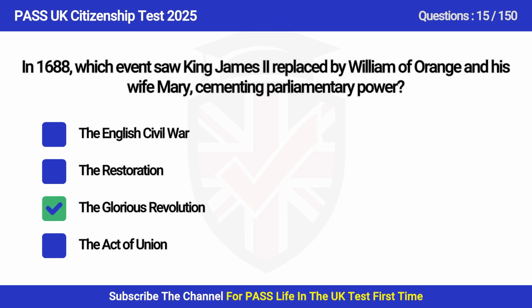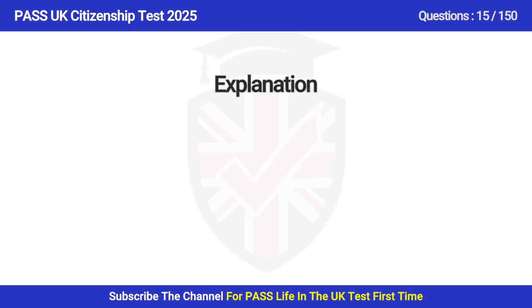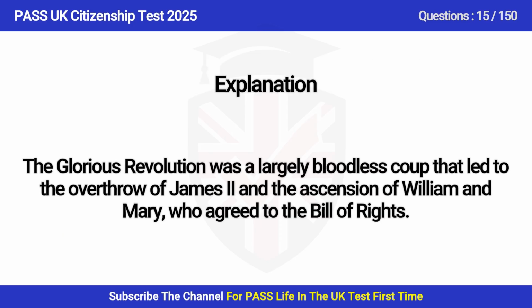Answer is C. The Glorious Revolution. The Glorious Revolution was a largely bloodless coup that led to the overthrow of James II and the ascension of William and Mary, who agreed to the Bill of Rights.